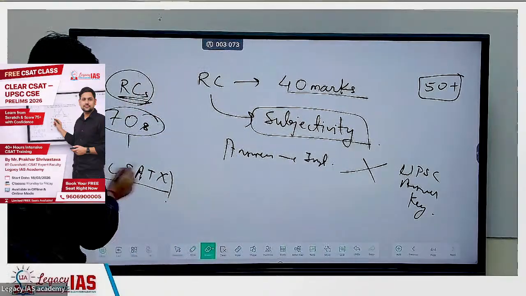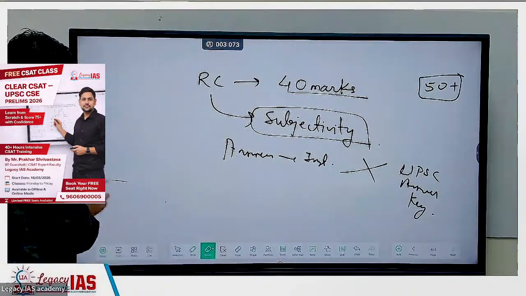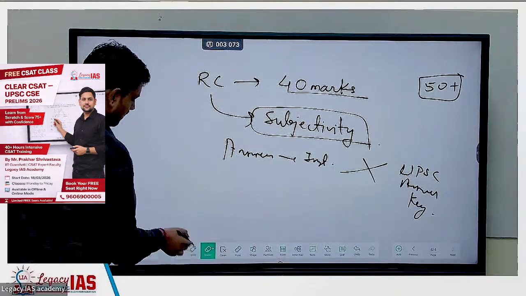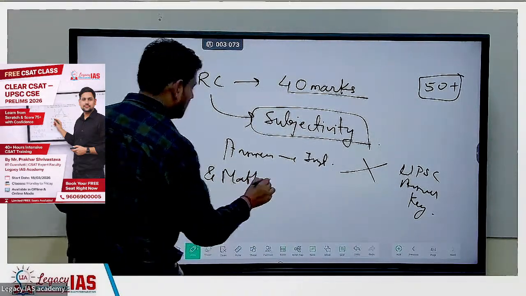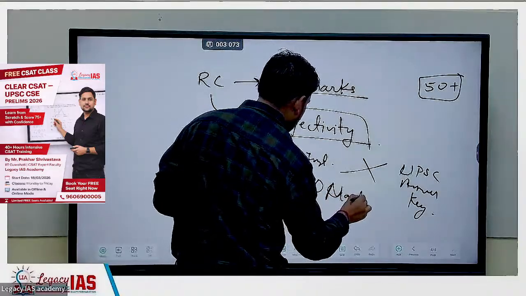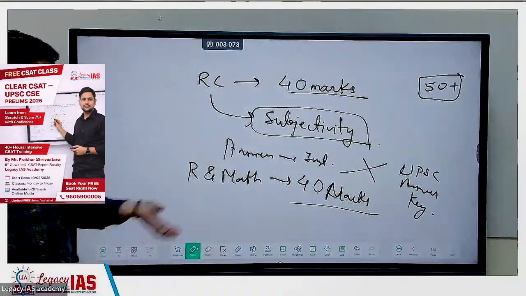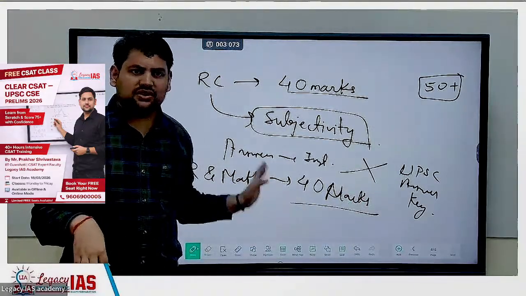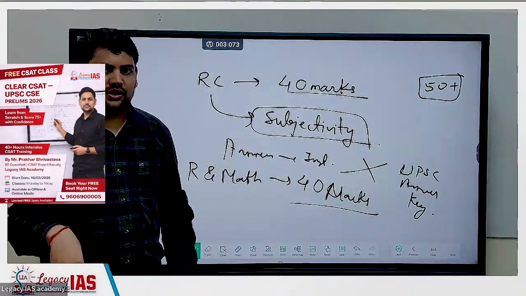The remaining 40 marks you can get from mathematics and reasoning. You may make it 50 also. I'm telling you the bare minimum marks that you must get from this part also.